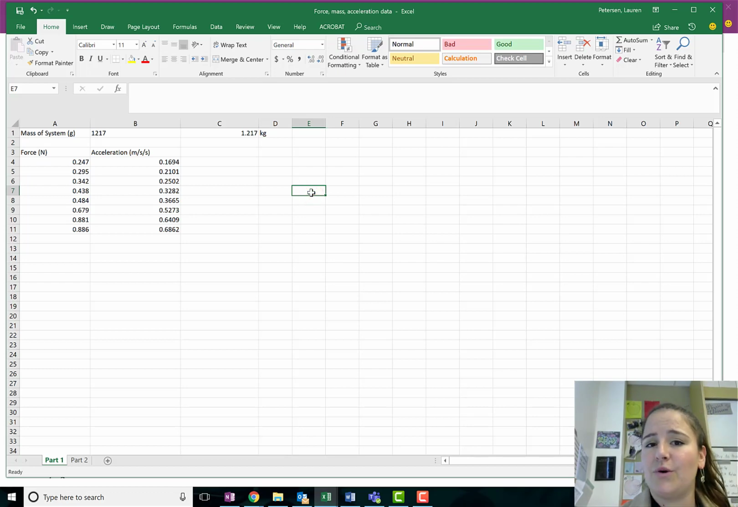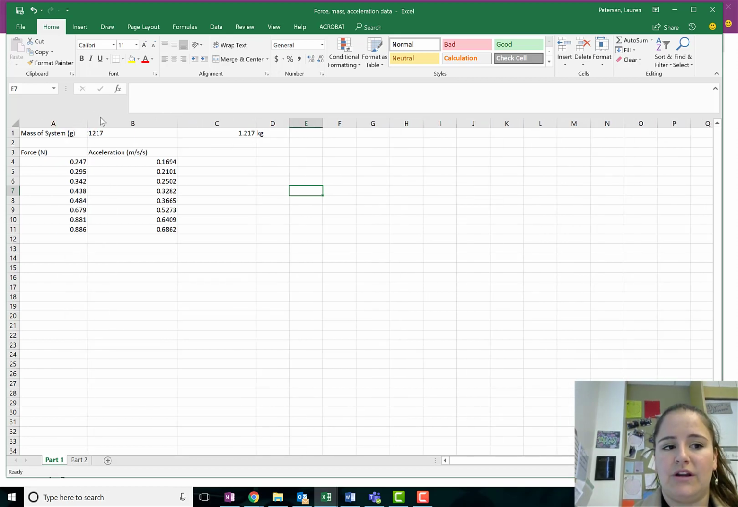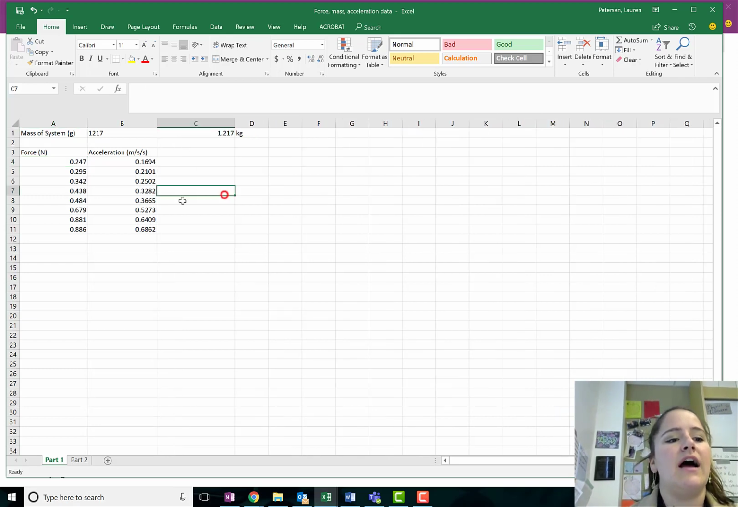A couple other quick things to remember about Excel. If your data is not showing up, you can adjust that there. Excel does not understand letters, okay? So anytime you're working with numbers in Excel, make sure to only put your units in the headings, not with your actual numbers, because Excel does not understand units, okay? Excel is just for numbers. So I have my different forces that I collected from the force sensor, and I have my acceleration.